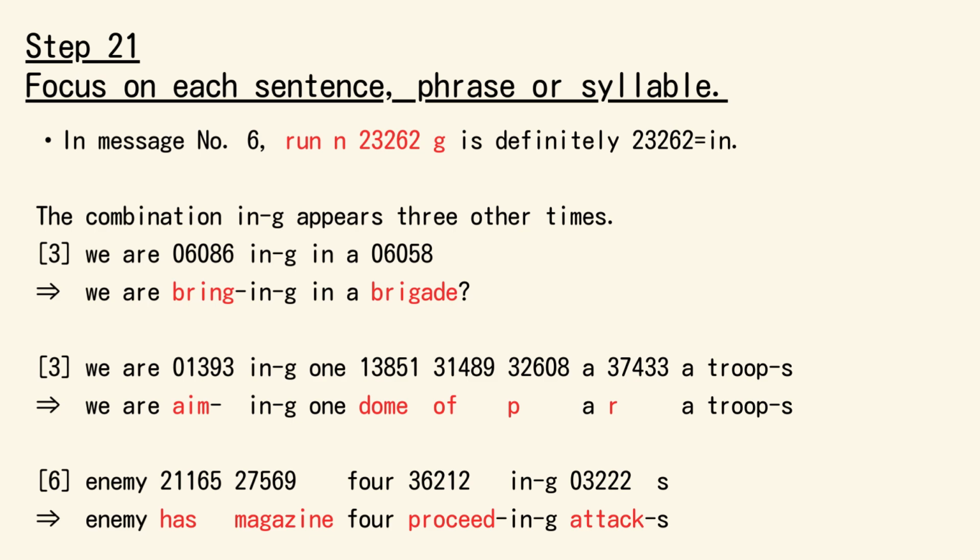In message number 6, N23262G is definitely 23262 equals in. The combination in G appears 3 other times. "We are bringing in a brigade. We are aiming 1 dome of paratroops. Enemy has magazine for preceding attacks." The words dome and magazine are strange, but I can't find a better word on the nearby page.